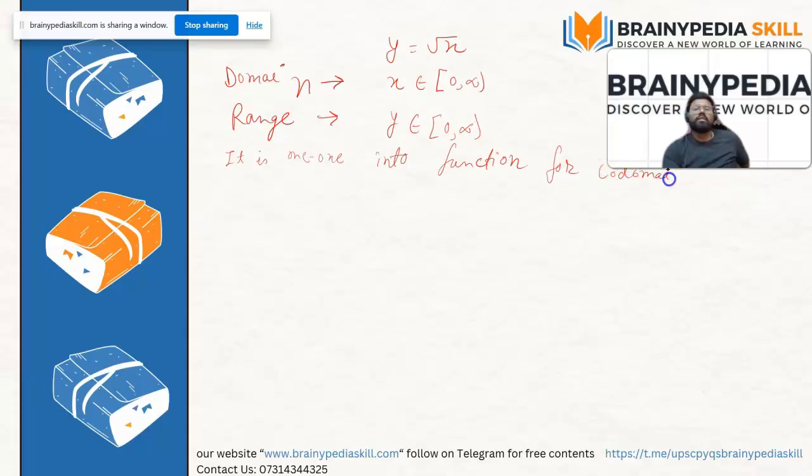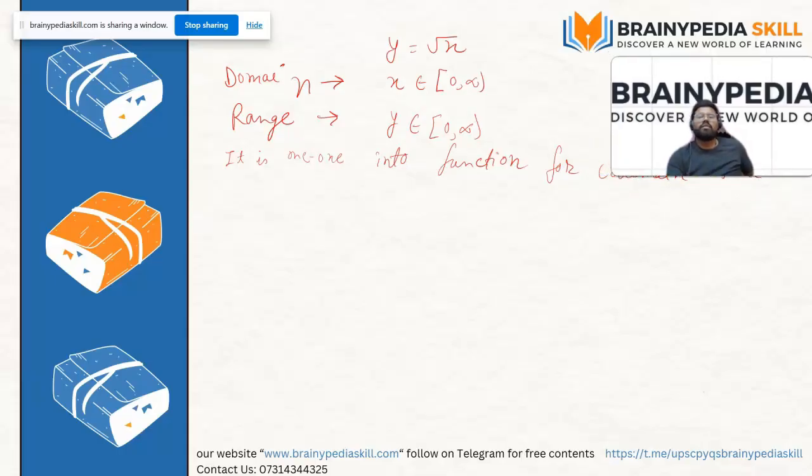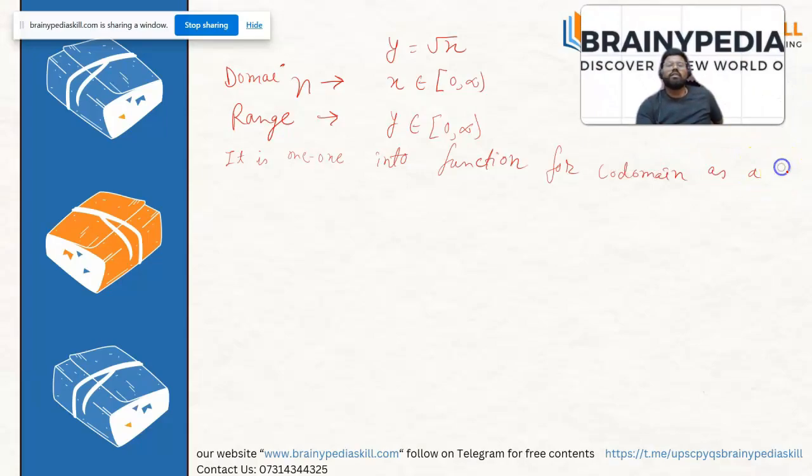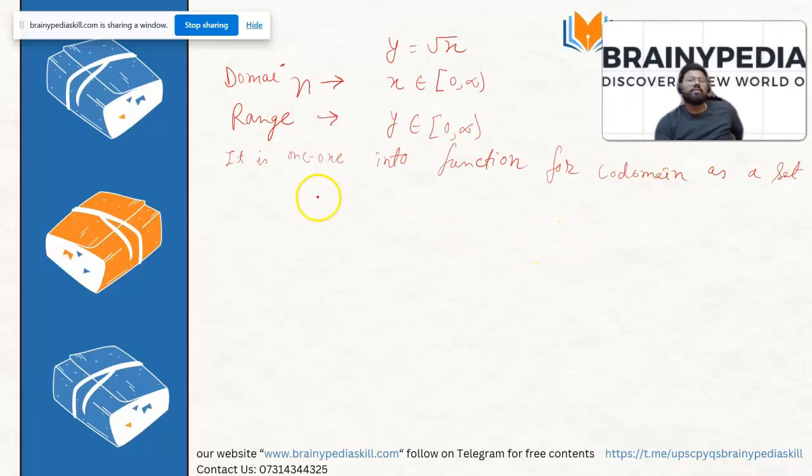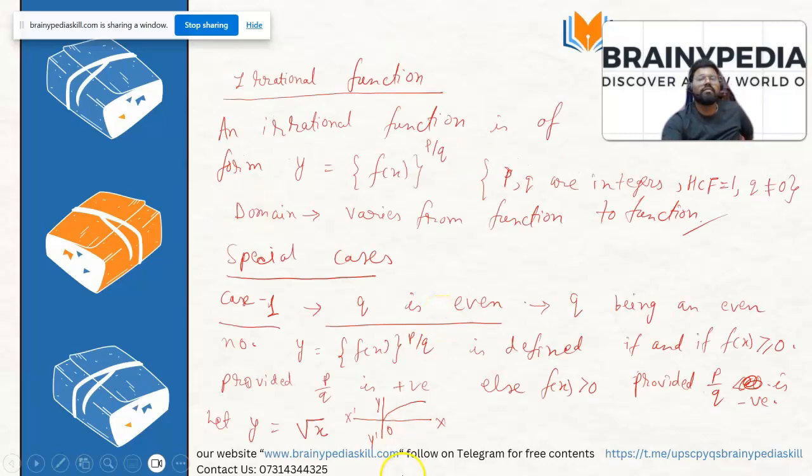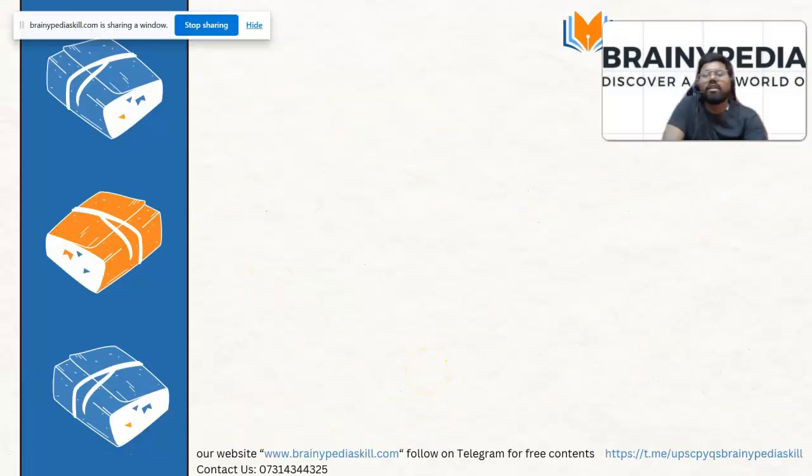And for the codomain, as I said, it is the set of real numbers. It is monotonically increasing throughout its domain. It will always be increasing. Just look at the graph, this one is monotonically increasing only, right? It won't decrease. Clear?